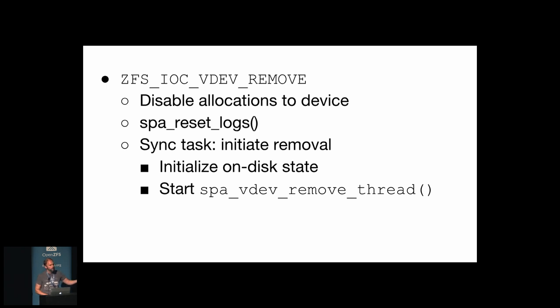The thread operates in the background, but it puts some design constraints, because now the background thread can do reads, it can do writes, it can do allocations, but we can't change any state in the MOS. The MOS is the meta object set, and that's where we store all of the pool-wide metadata. For example, how much progress we made for removal, or what is the mapping between the old and the new locations. So we can't actually modify that from this thread. I'll get into how we do that later on.